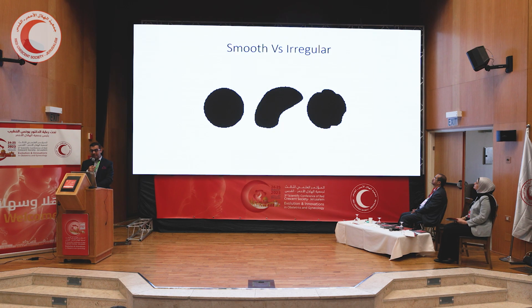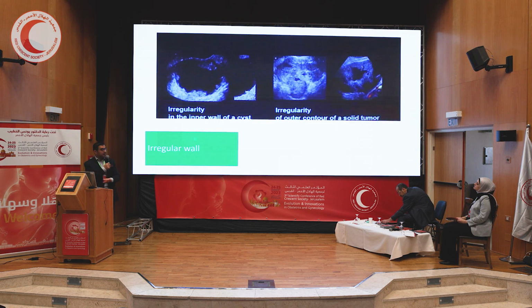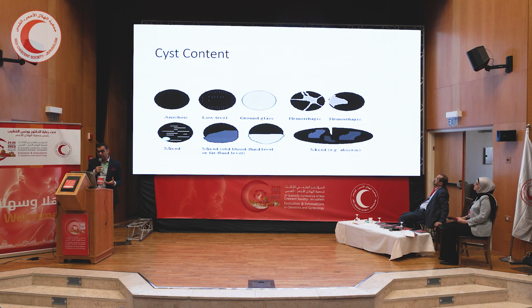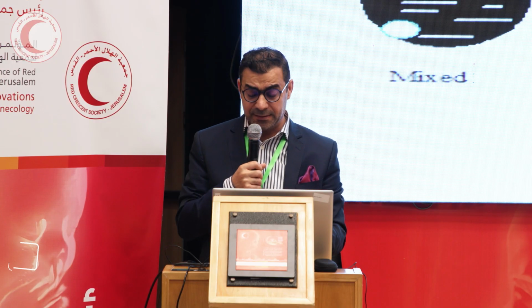Now, when we talk about smooth or irregular, do you mean the inside of the cyst or the outside of the cyst? Well, again, it depends. If it's a cystic structure, we're talking about the inside of the cyst. If it's a solid tumor, we're looking at the outside. So when you say it's an irregular cyst, it's usually the inside. You can see here, this is the inside of it, and the other one is the outer part of it. And we comment on the content of the cyst. So either it's a ground glass appearance, or a hemorrhagic cyst, or an endometrioma.